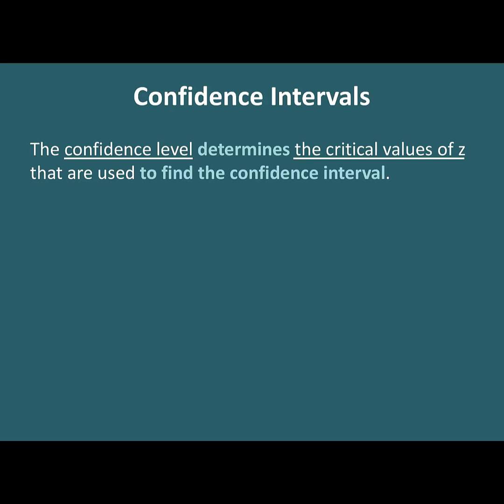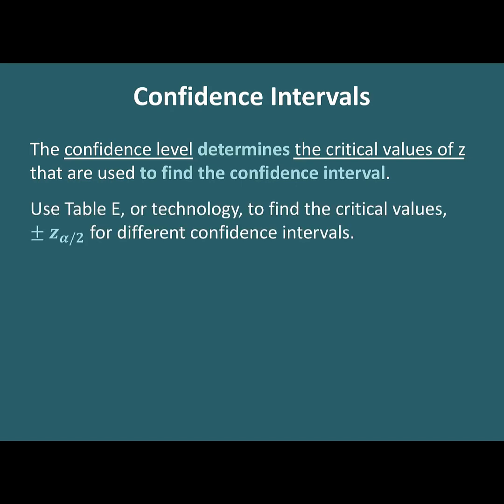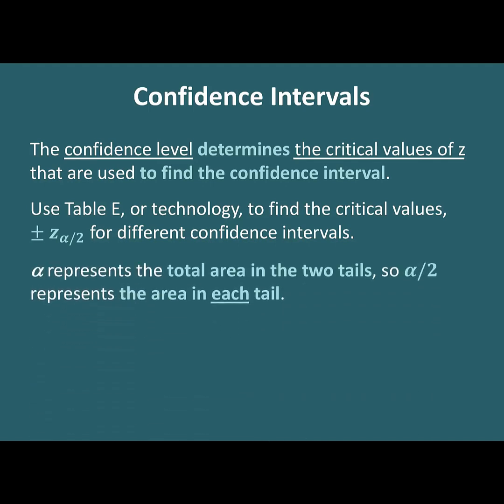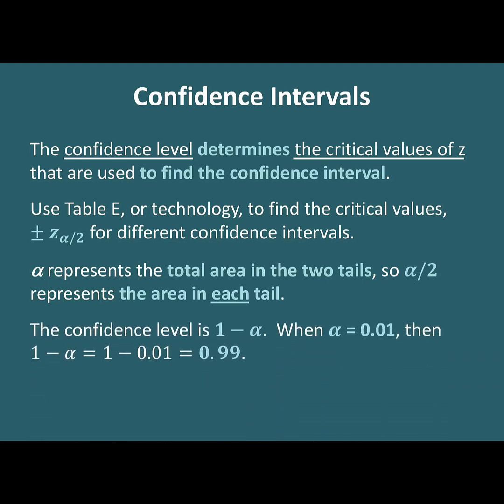The confidence level determines the critical values of z that are used to find the confidence interval. We're going to go ahead and use table E or technology like your graphing calculator to find the critical values plus or minus z with the subscript alpha over 2 for different confidence intervals. Alpha represents the total area in the two tails, so alpha over 2 represents the area in each tail. The confidence level is 1 minus alpha. When alpha is 0.01, then 1 minus alpha equals 1 minus 0.01, which is 0.99.